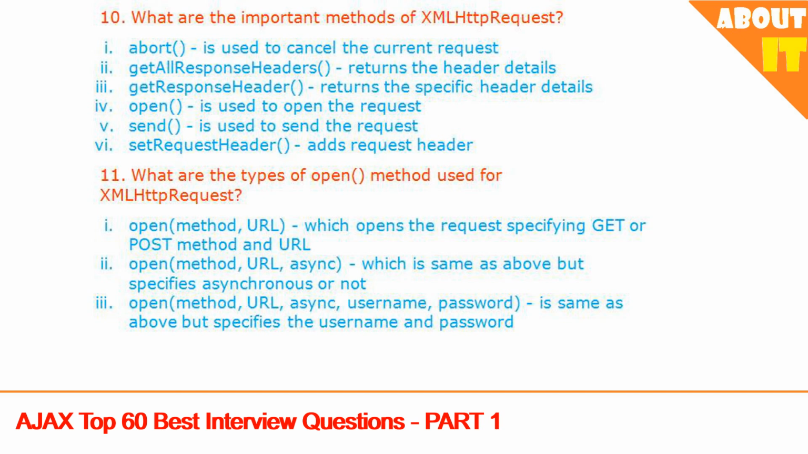11. What are the types of open method used for XMLHttpRequest? open(method, URL) opens the request specifying the GET or POST method and URL. open(method, URL, async) is the same as above but specifies asynchronous or not. open(method, URL, async, username, password) is the same as above but specifies the username and password.